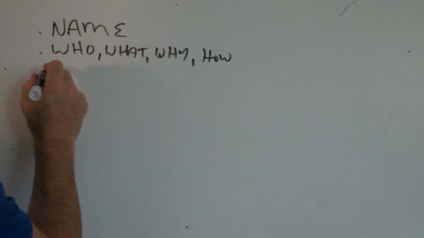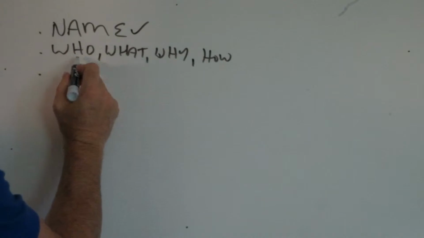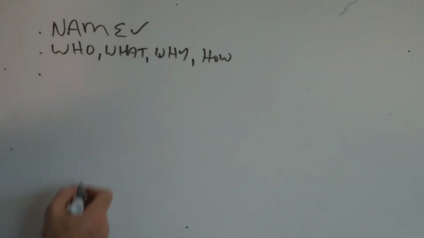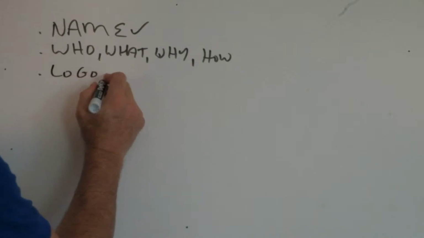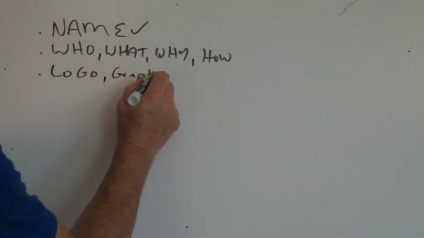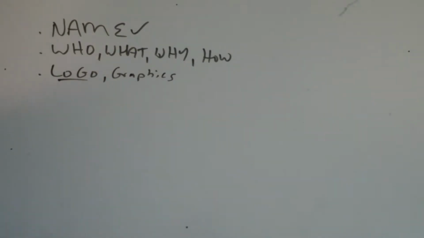Now that you've verified your name, once I went through my name and then decided my who, what, why, and how, I went back to my name and I said, okay, this is actually something that I'm willing to put out there because it represents my who, what, why, and how. The next thing you're going to want to focus on is what logos or graphics you're going to need to support that. You might just want to start with the logo first. That's the easiest thing to do.